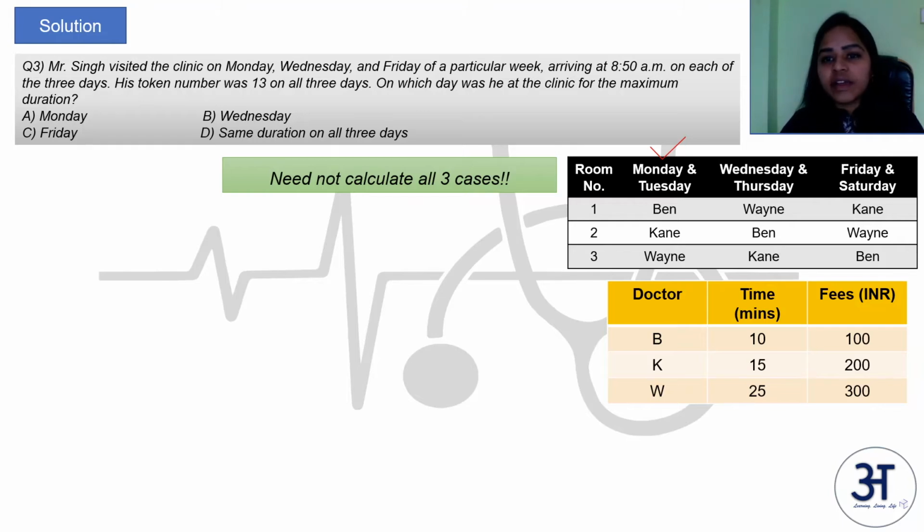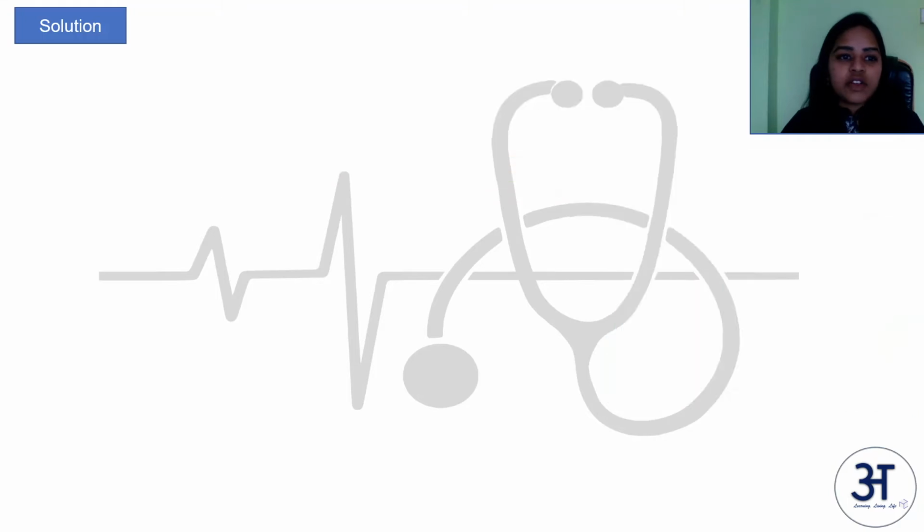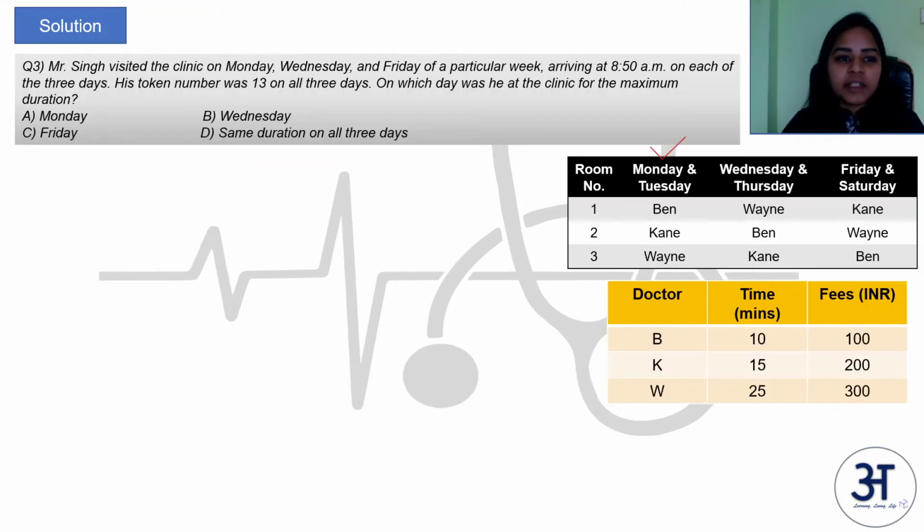So first let us look at Monday and Tuesday's case, and then we will see how different it is from the other cases. So we'll look at other cases only when required and we'll look parallelly, right? So first let's look at patients 1, 2 and 3, right? So here we have 3 cases, Monday, Wednesday and Friday.